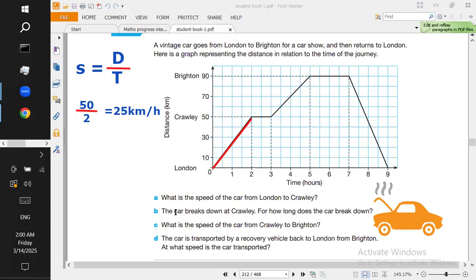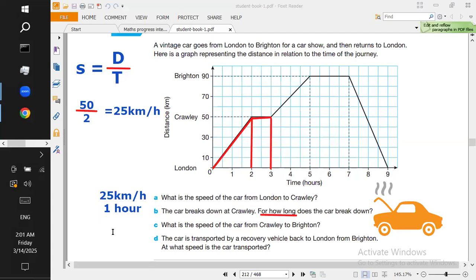Now, here, question B, the car breaks down at Crawley. For how long does the car break down? So, how do you know that the car breaks down? It's a horizontal line. And a horizontal line on a distance time graph means the movement stopped. There's no movement anymore. So the question is for how long? They're asking about the time. It means it stopped from here till here. So this is basically 1 hour. So it stopped for 1 hour. So this one is 25 kilometers per hour. And here we have 1 hour.